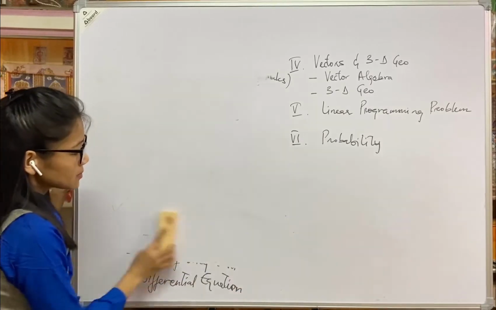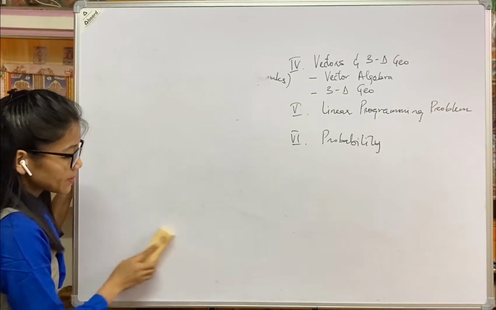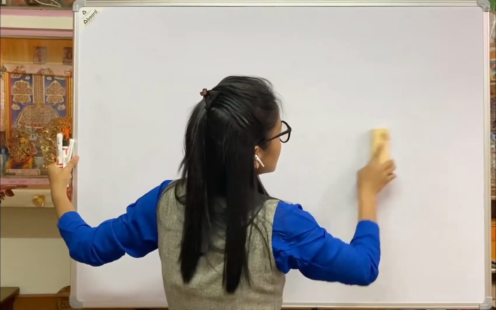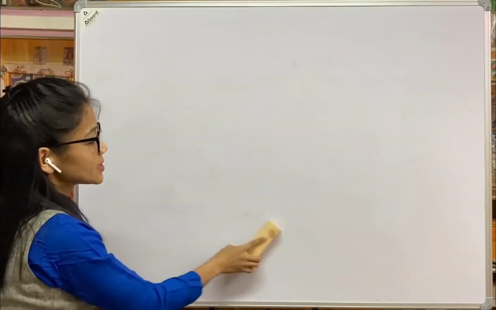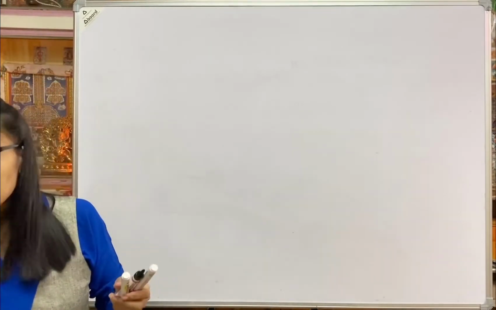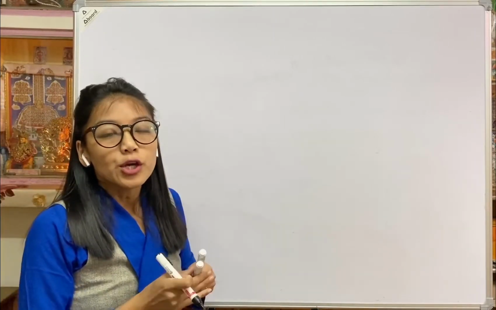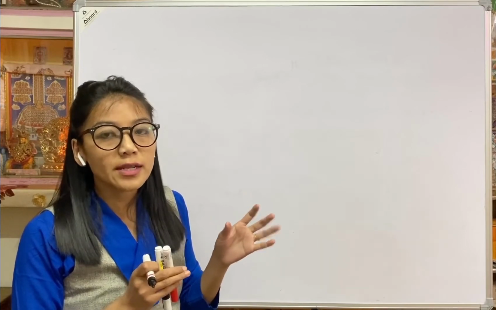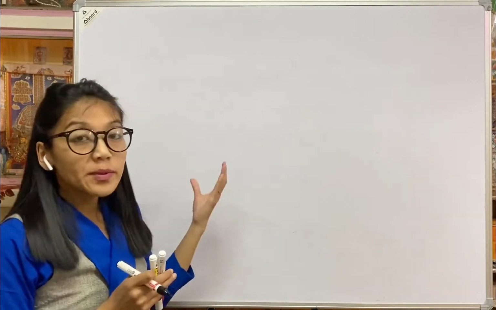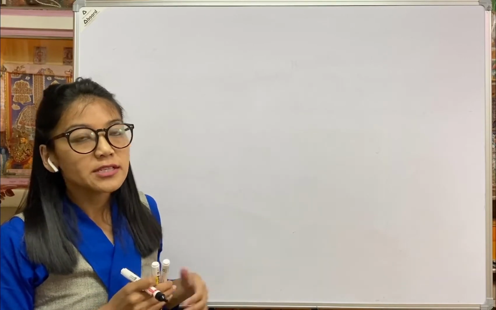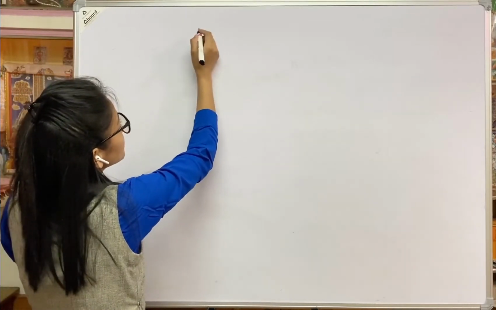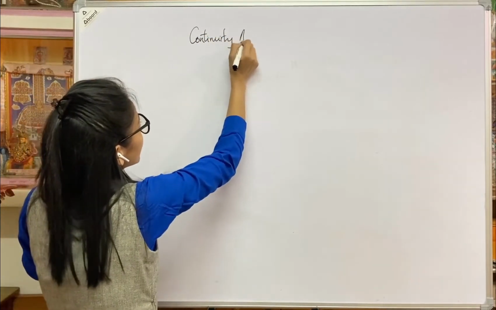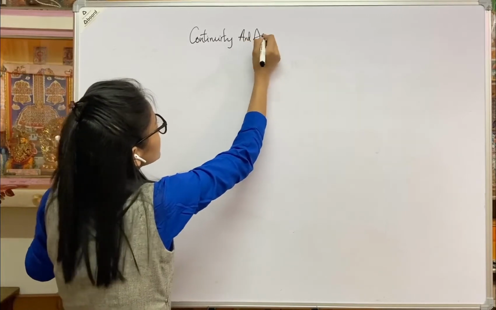Now, to start this chapter, I just want to ask you one question about what you studied in class 11. What do you remember in limits? There is one chapter, limit, in class 11. You were introduced to the definition of limit and some basic concepts of limit in class 11. We will need that concept in this chapter, continuity and differentiability. So we are going to start with the first chapter of the calculus unit, that is continuity and differentiability.